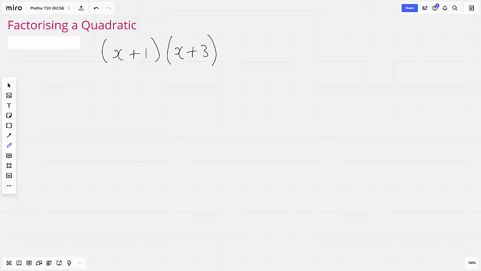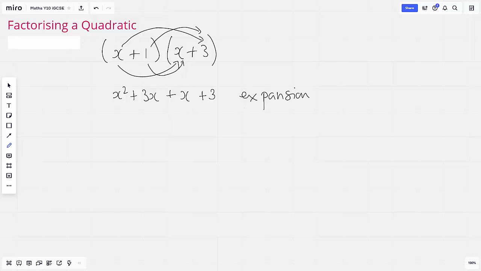So we take the first term in the first bracket and multiply it by the first term in the second bracket to get x squared. Then we take the first term in the first bracket, multiply it by the second term in the second bracket to get 3x. Likewise, we take the second term in the first bracket, multiply it by the first term in the second bracket, and we get 1 times x is x. And last, we take the second term in the first bracket and multiply it by the second term in the second bracket. So 1 times 3 gives me 3. We simply call that expansion, or multiplying out of the brackets.